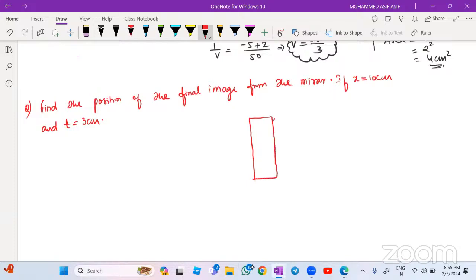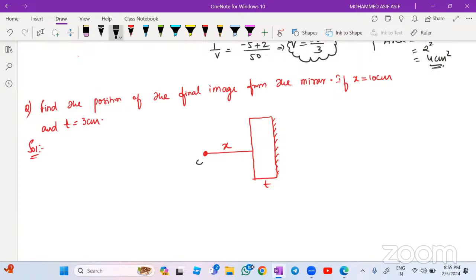The slab, and it is silvered on one side. Okay, and object is in front of this one. This is your x. This is your t. Find the position of the final image.